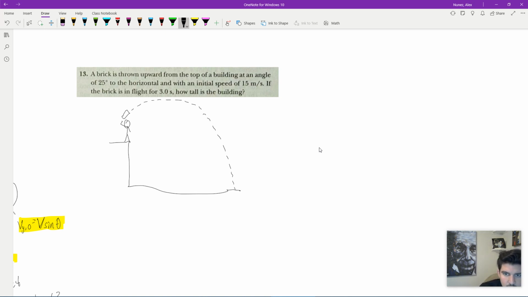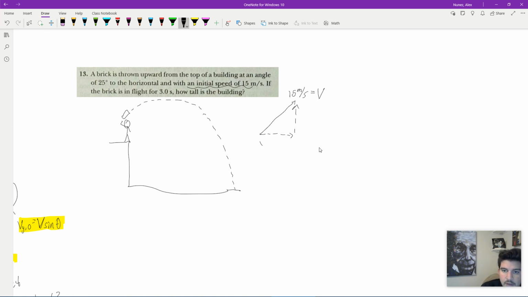So again, I'm going to draw my triangle to help me better understand this problem. What it tells me is that we're hucking the brick at 15 meters per second. Because the problem doesn't explicitly say horizontal component of speed or vertical component of speed, it just says an initial speed, this is the number for big V.